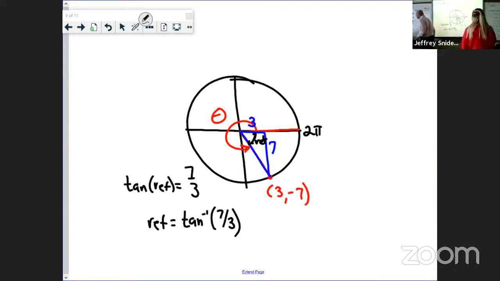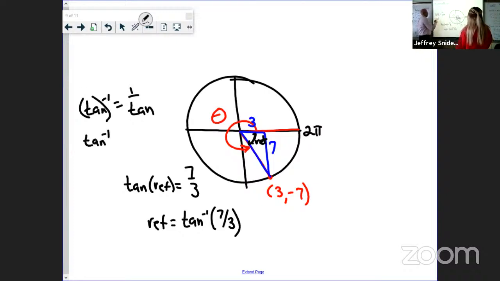Like 1 over 2 is still 1 over 2, but instead it's the inverse of 35. There are two different meanings. This can mean this if we're talking about it as a power, but it also can mean the inverse of the function like this. That's another way of writing the inverse of the function. So that's what this is here.